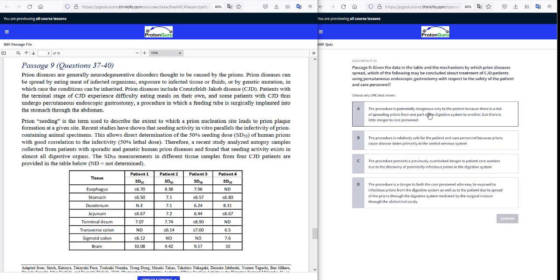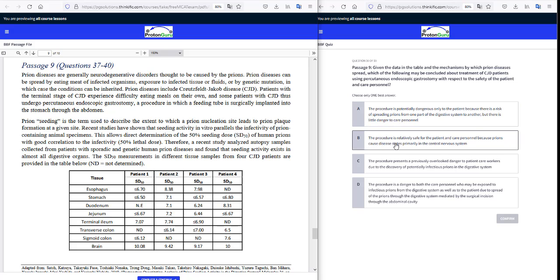Choice A: the procedure is potentially dangerous only to the patient because there's a risk of spreading prions from one part of the digestive system to another, but there is little danger to the care personnel. Well, if the care personnel are inserting a tube and there are prions present, that suggests to me that the personnel would be in danger. The second part about spreading prions from one part of the digestive system to another doesn't seem relevant because all the digestive tissue that they show in this table has pretty similar quantities of prions already. So choice A is not really ideal.